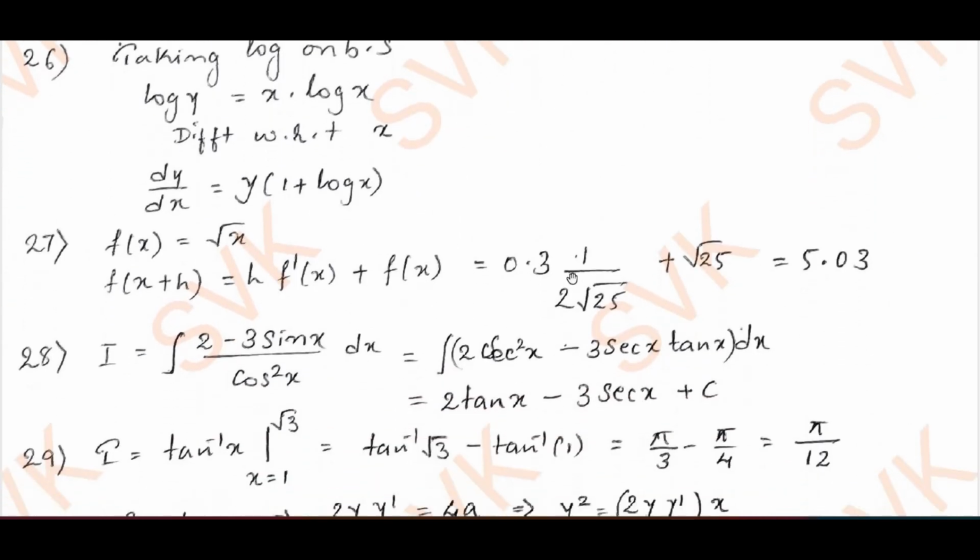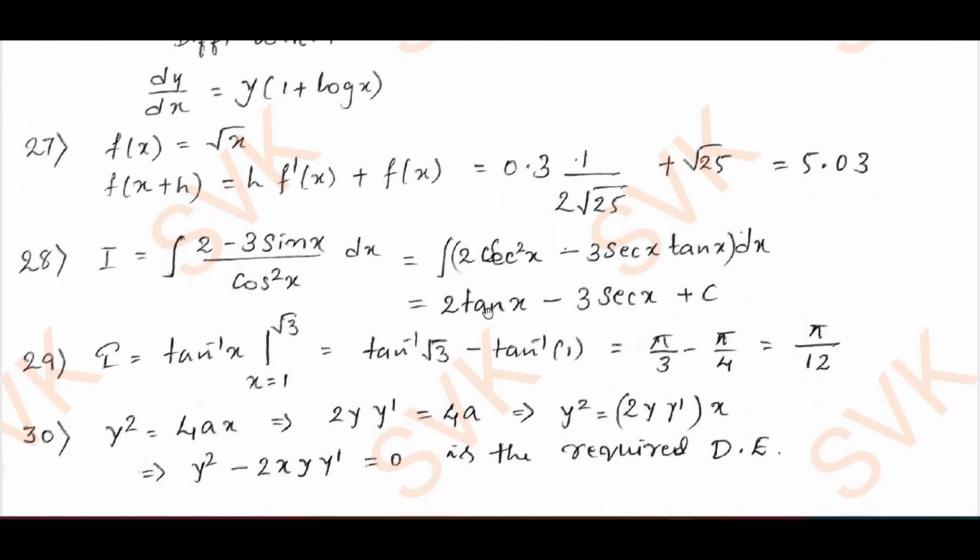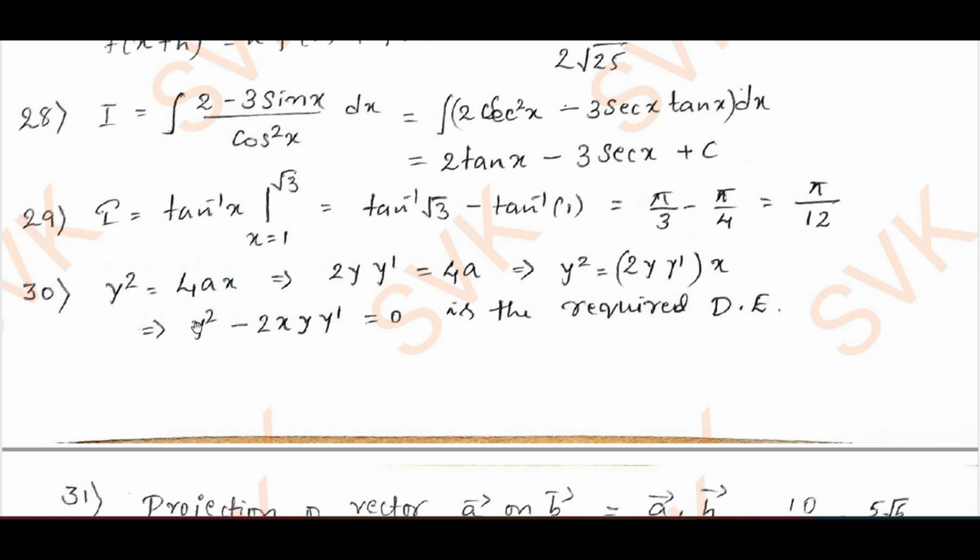The question number 27th, I have got the answer as 5.03. For 28, I have got 2 tan x minus 3 secant x plus c. For 29th, I have got π/12. For 30th, I have got the required d is y square minus 2xy dy by dx equal to 0.